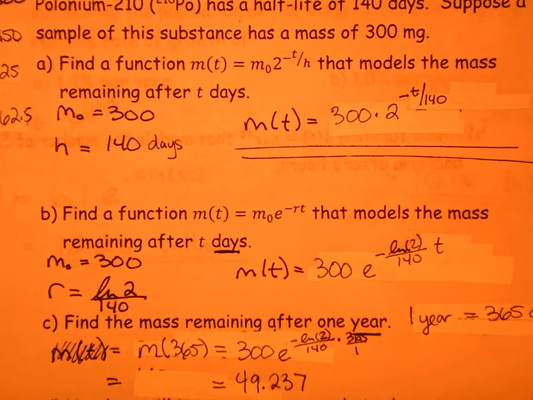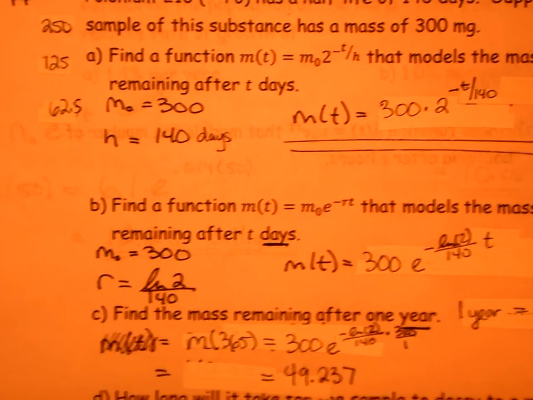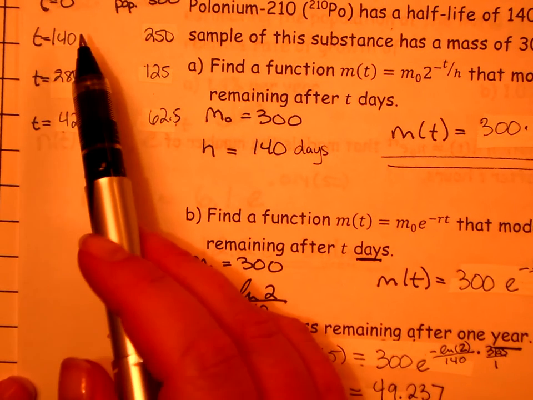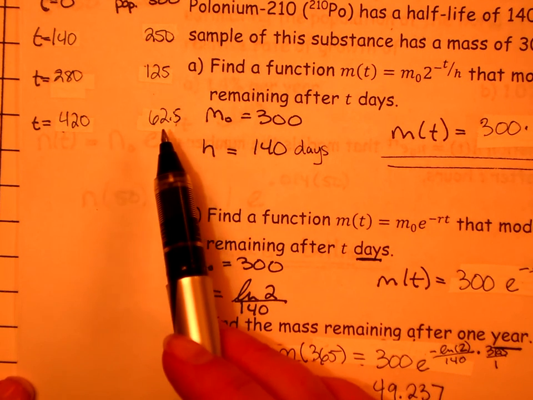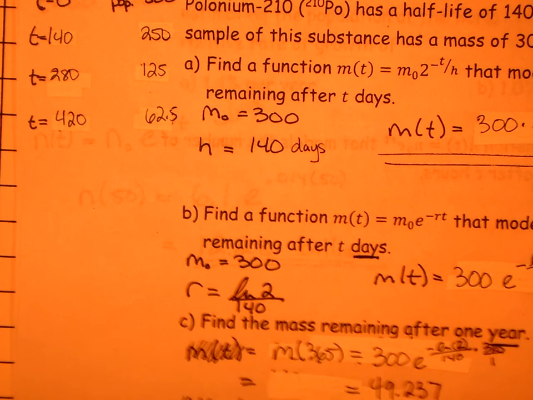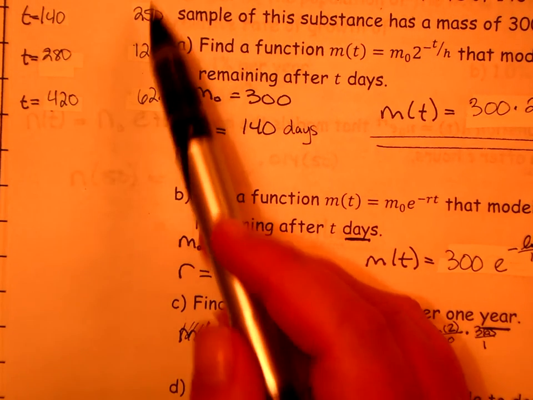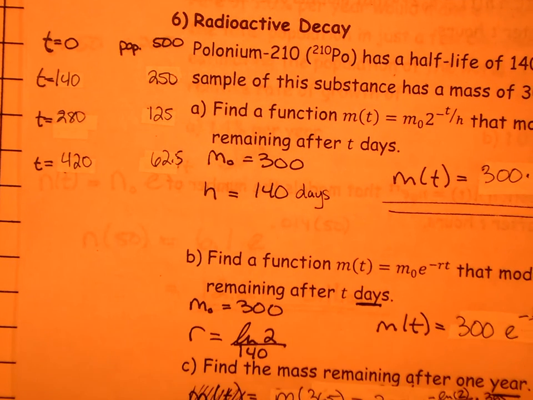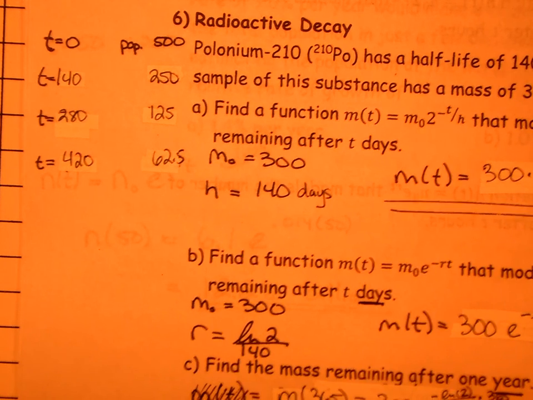Now, does that make sense? After 365 days, we worked out some half-lives, and after 420 days, we had a population of 62.5. So 365 days. Oh, I started off with 500 here. I was thinking we had the wrong answer. But what if we started off with 300?